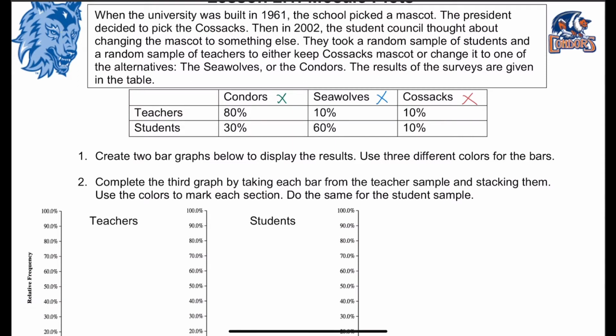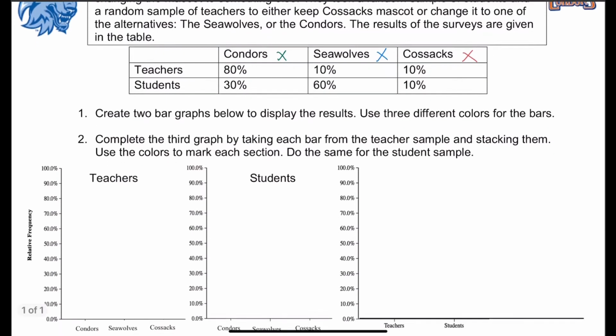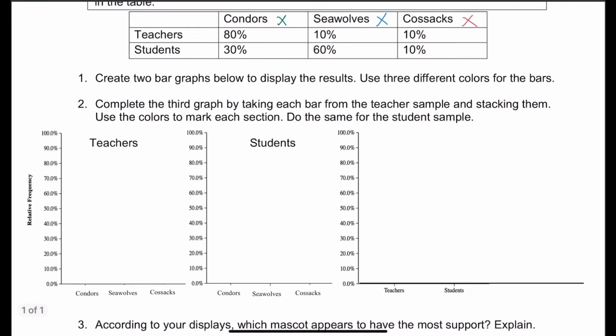And originally they had picked the Cossacks, and then later on they thought about changing the mascot. So they had these three different options, and they sent the survey out. And we are given that data, and we're told to create two different bar graphs to display the results. My suggestion is to use three different colors because we're going to end up sort of combining them on that far right graph, just like number 2 says.